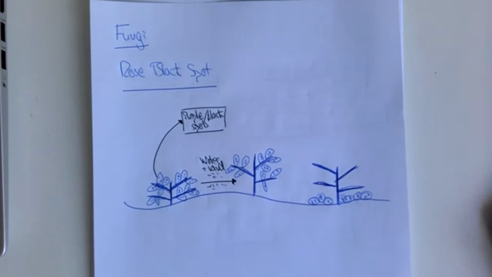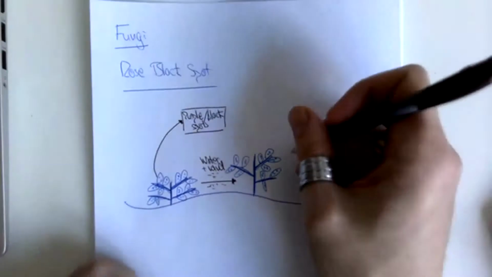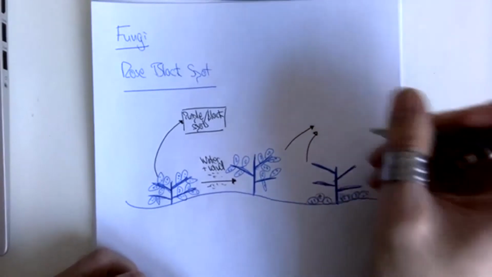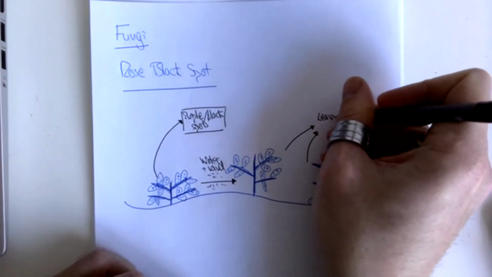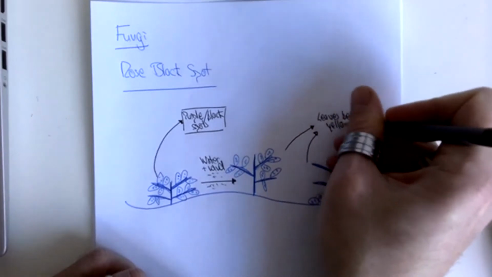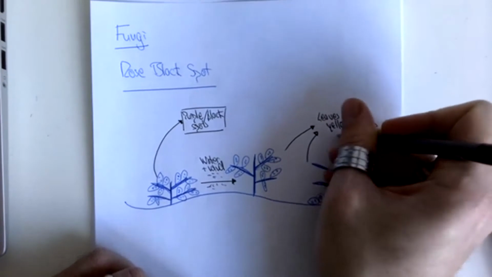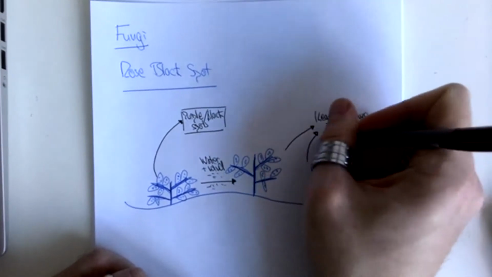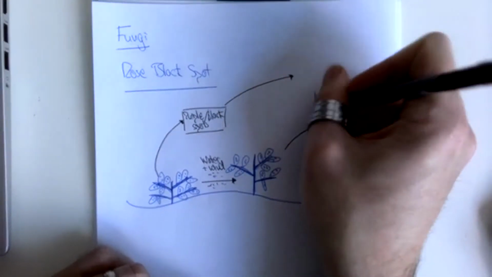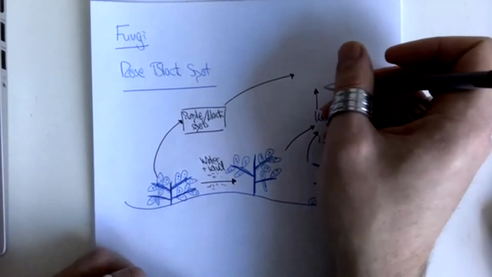Now, obviously, one of the main issues of this is that these purple and black spots reduce the plant's chlorophyll, which means there is less ability to photosynthesize. So leaves become yellow, and drop off. And so both these symptoms reduce the ability of the plant to photosynthesize.